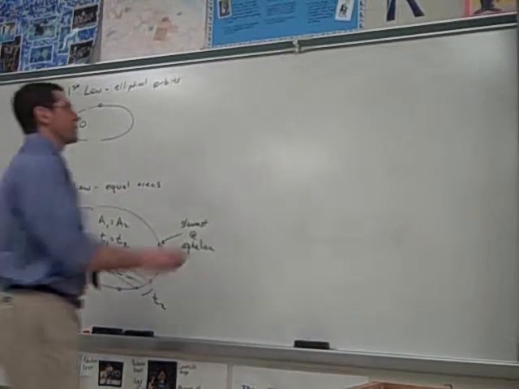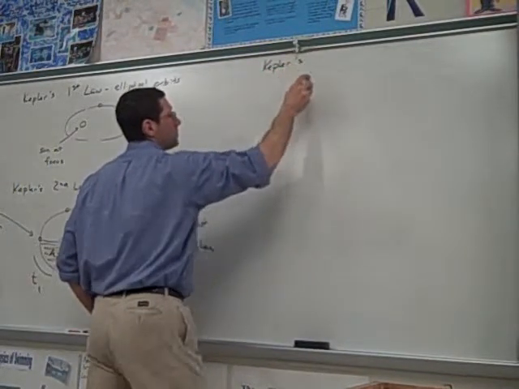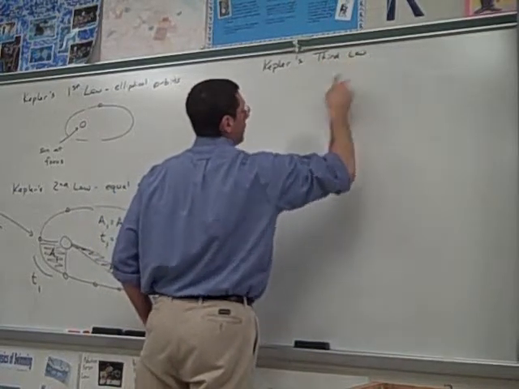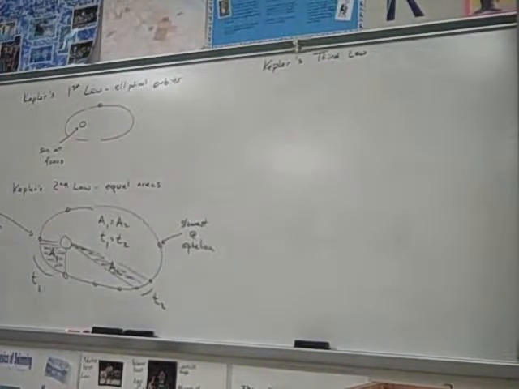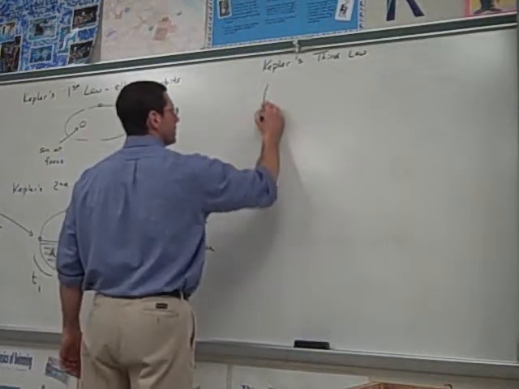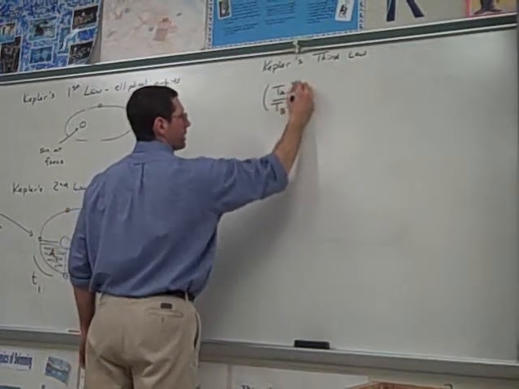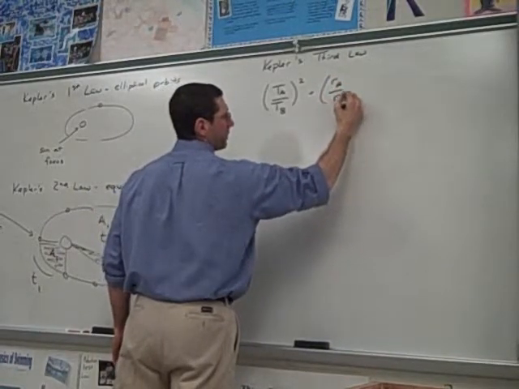And then we looked at Kepler's third law, which says what? The square of the ratio of the periods of any two planets revolving about the sun is equal to the cube of the ratio of their average distances. So the square of the ratio of the periods, where A and B are planets, equals the cube of the ratio of their average distances.